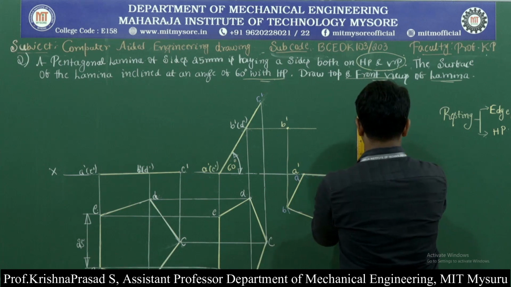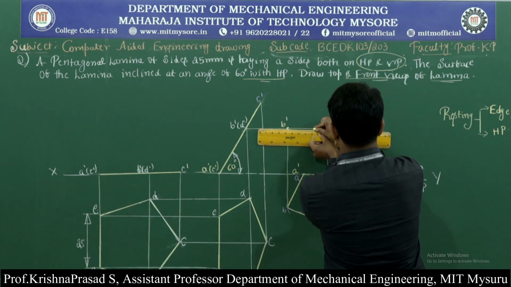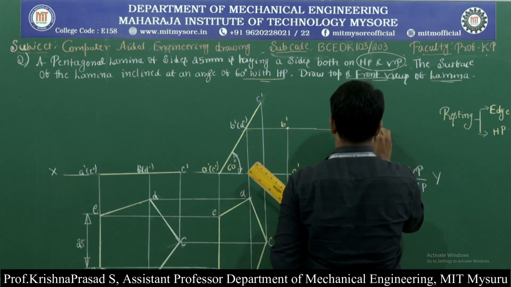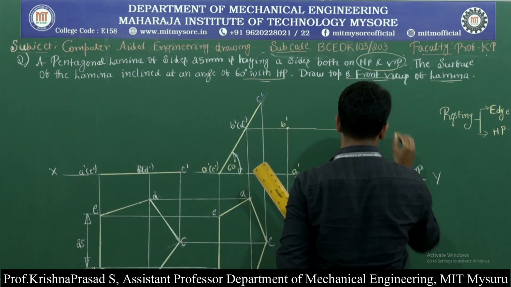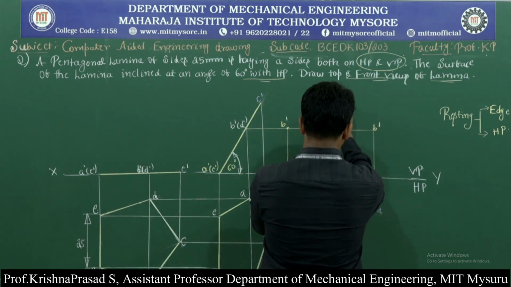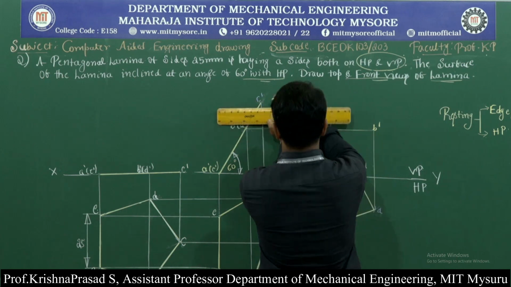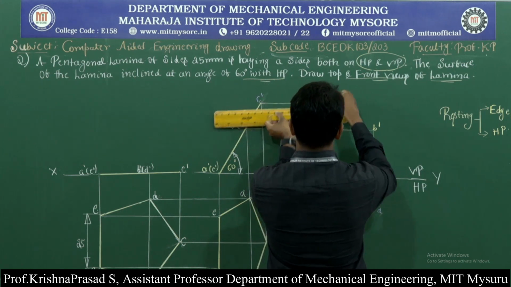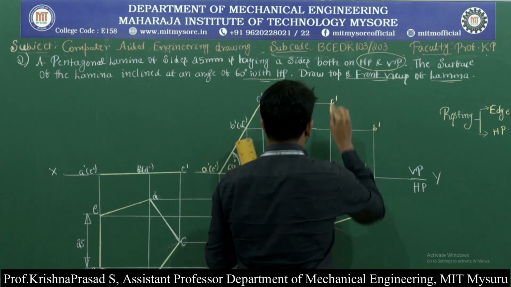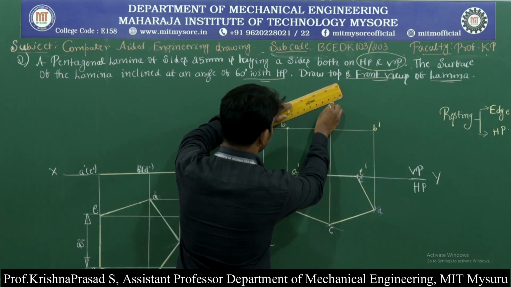This is D dash by joining the lines from B dash and B. Last one, in order to get the C dash, draw the projection lines from C as well as from C dash, this is C dash. Now complete the figure.